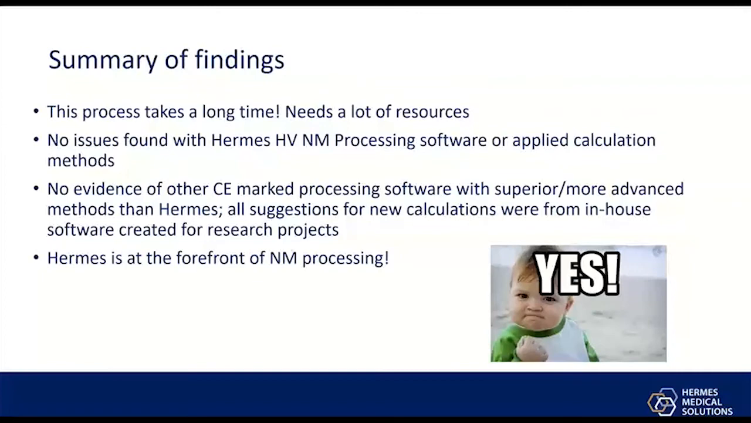So in summary, this process took a really long time for me to do all of this. We need a lot of resources. Though I found no issues with the Hermes hybrid nuclear medicine processing software or any of the applied calculation methods. I also found no evidence of other CE marked processing software that had any superior or more advanced methods than Hermes. All the suggestions that I found for new calculations were from in-house software created for a research project. So I'm pretty convinced from this that Hermes is up to date and doing well in nuclear medicine processing.